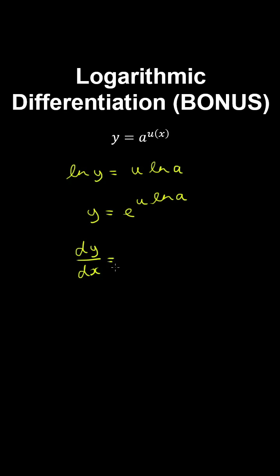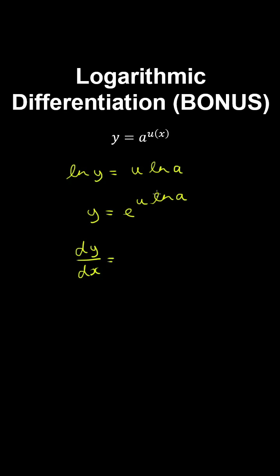We can also use the rules for logarithms where we have exponential functions. So if we take the natural log of both sides, and use the rules for logarithms, we obtain u times the natural log of a. And now if we take e to the power of both sides, we obtain the following result. And now we can differentiate y with respect to x using the chain rule.